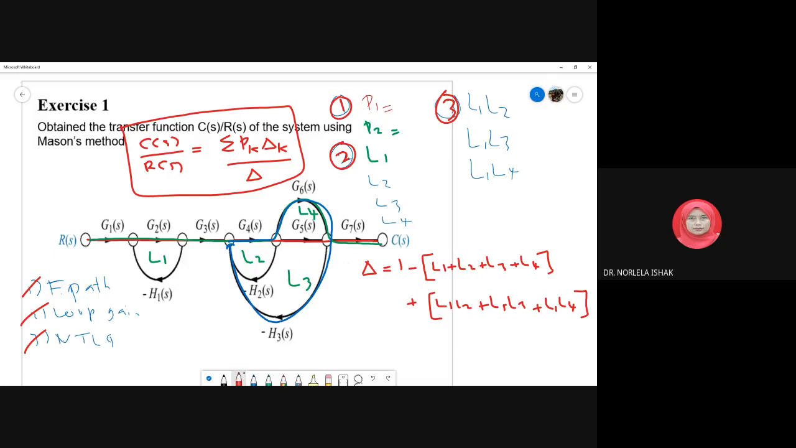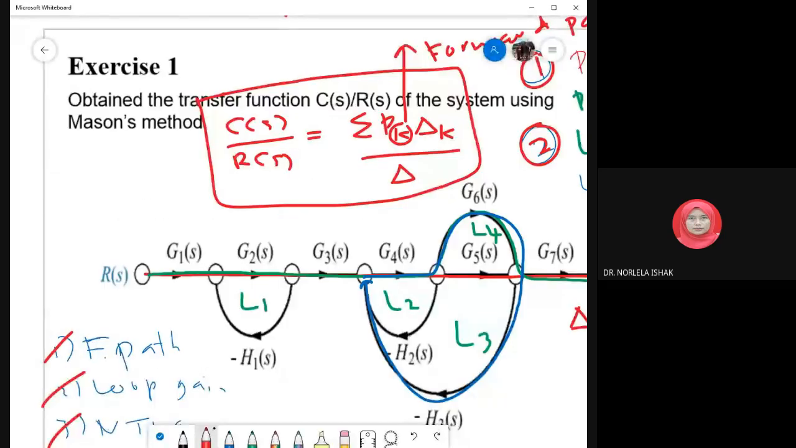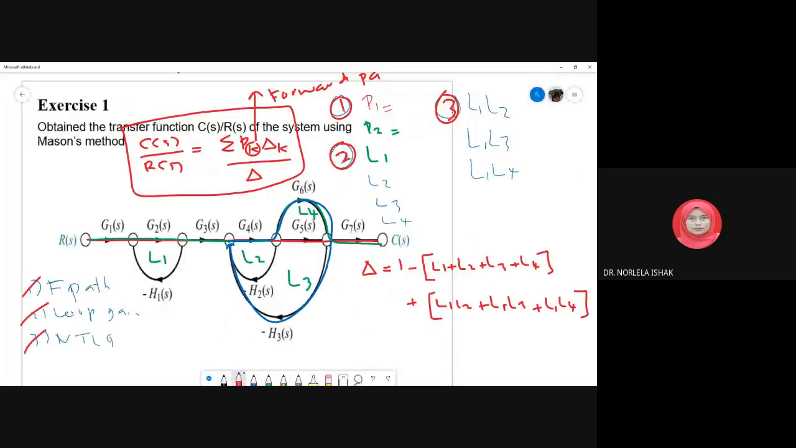And how about Pk? K represents the number of forward paths. K refers to how many forward paths we have. So here we have P1 and P2. Okay, we have two P's. So meaning our formula will be, wait, Madam will write it again.